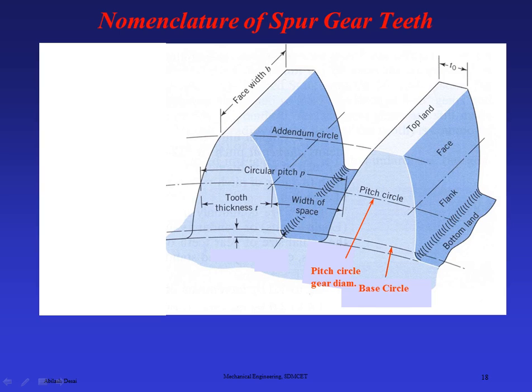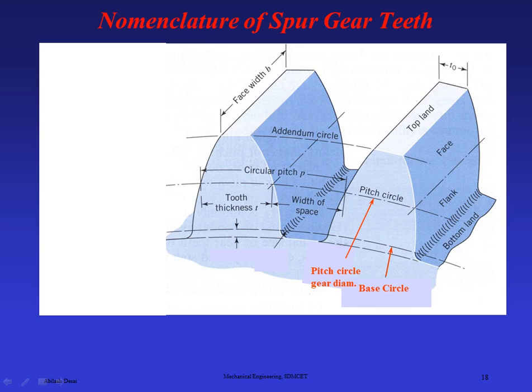The entire width of the tooth is given as the face width, denoted by small b. The top face is known as the top land, and the side face is known as the face. The lower portion is known as the flank. The tooth thickness can be measured only on the pitch circle, that is the circular pitch. On this pitch circle, you can calculate the dimensions here.